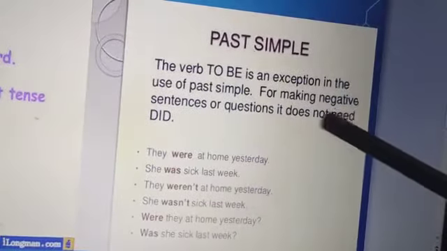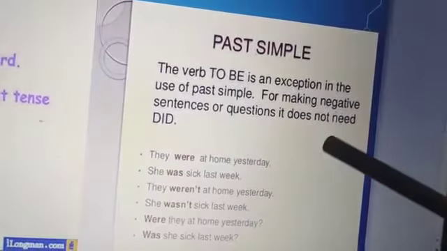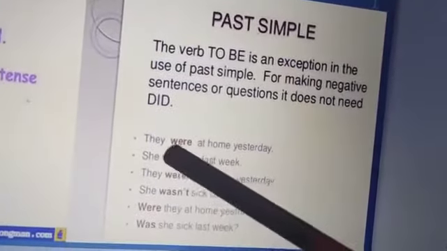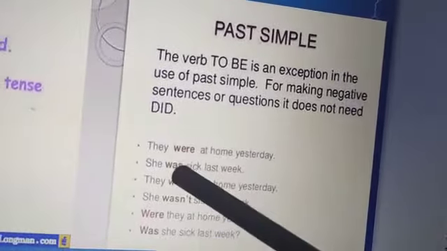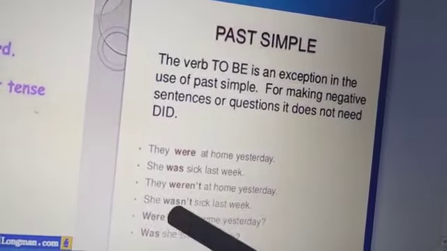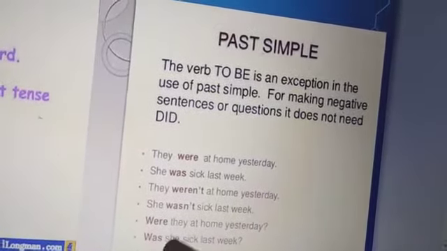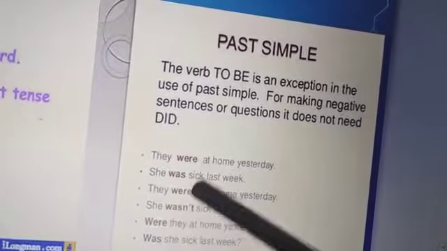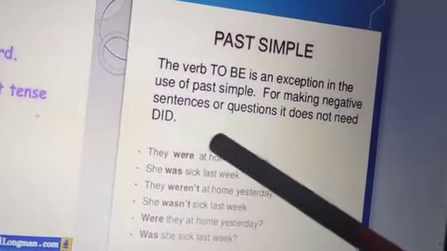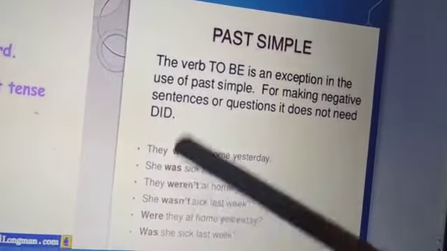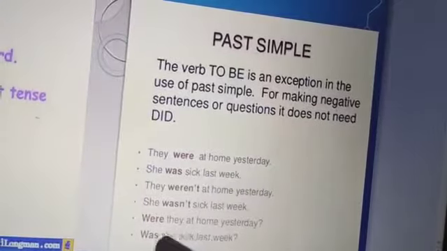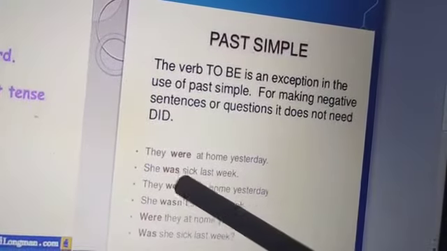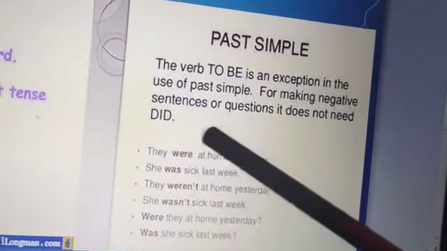For making negative sentences or questions, it does not need did. Like, they were at home yesterday. Were, was, weren't, wasn't, where, was. These all also help in forming questions, in negative form or positive form, or in an affirmative sentence, and they don't need did.